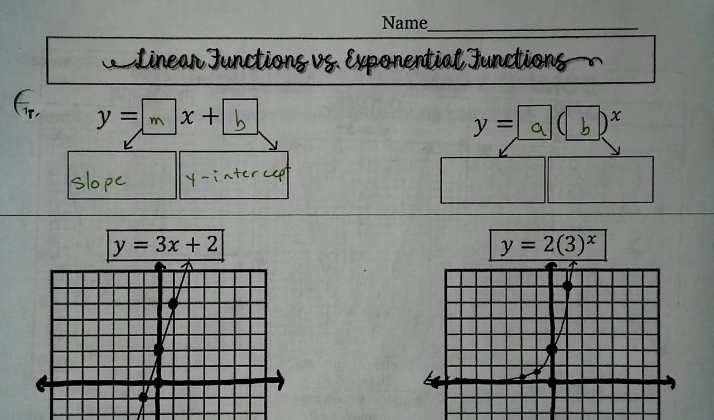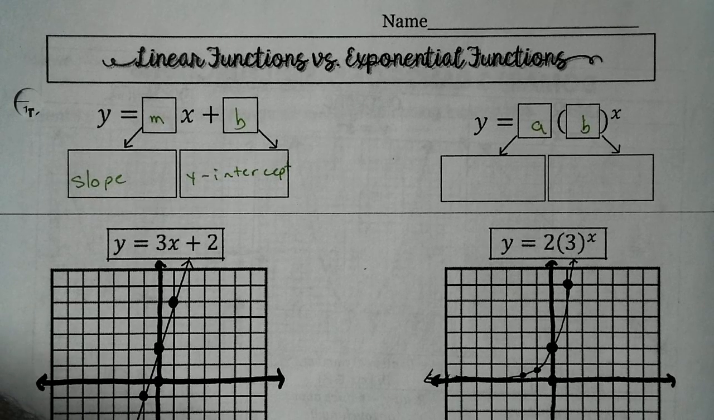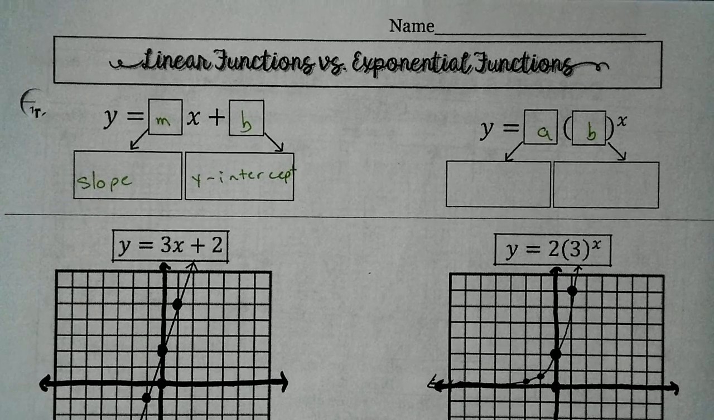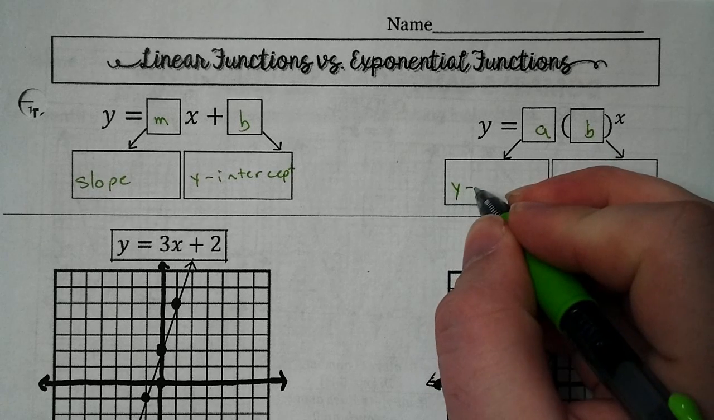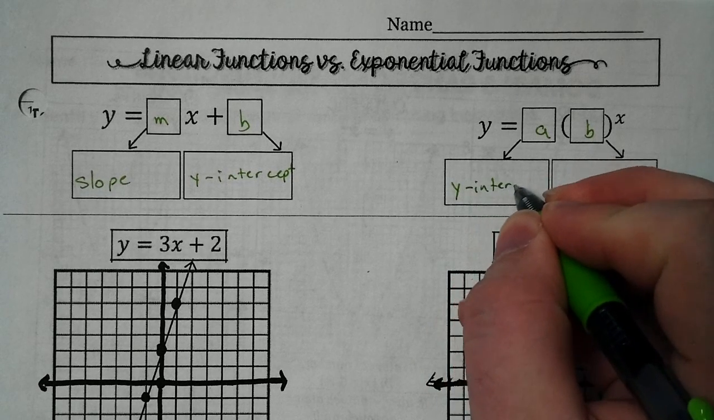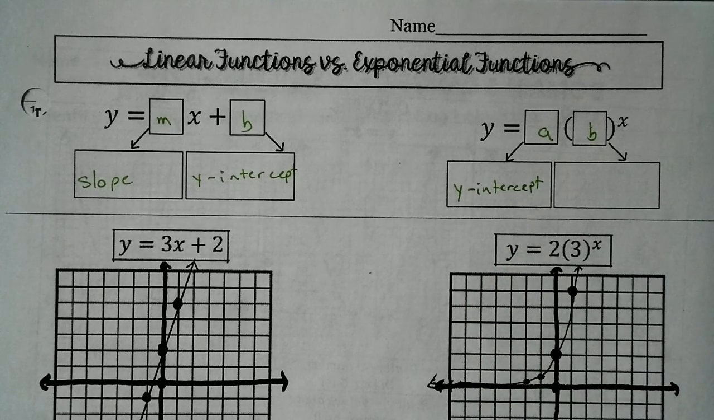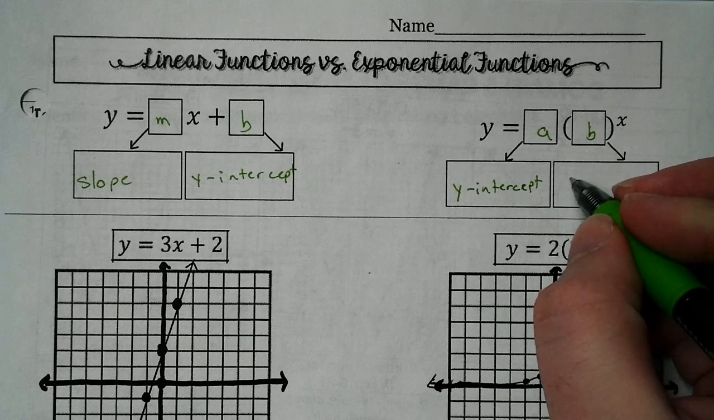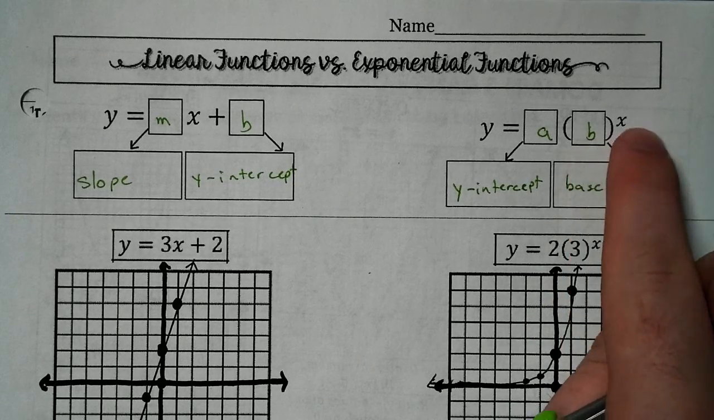Now, the a value is your y-intercept. And then the b value tells you if it has growth or decay, but that's just called our base term. Base just means whatever number is being raised to the exponent.